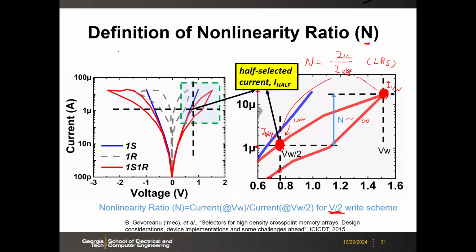Think about it. Along the same row for the V over 2 scheme we just discussed, this is your selected cell. If you have like 20 micro at the write, then the other cells, if they are in the low resistance state, may contribute 1 micro each, right? Ideally, you want this as small as possible, okay?